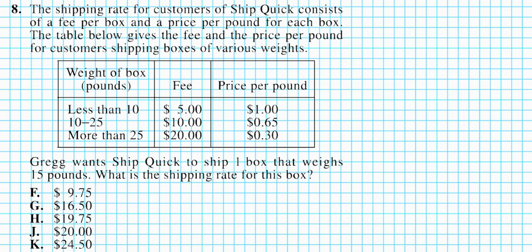All right, let's take a look at problem number 8. It reads, the shipping rate for customers of ShipQuick consists of a fee per box and a price per pound for each box. The table below gives the fee and the price per pound for customers shipping boxes of various weights. Question: Greg wants ShipQuick to ship one box that weighs 15 pounds. What is the shipping rate for this box? So this problem is assessing your ability to interpret this chart and carry out an accurate price calculation.